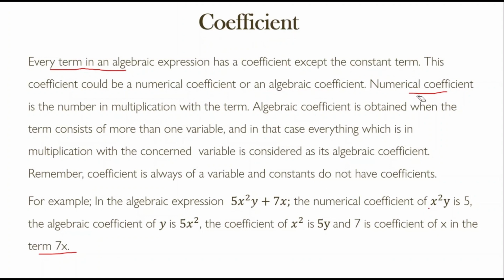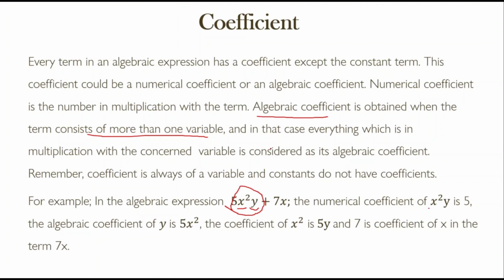Now comes algebraic coefficient. What is an algebraic coefficient and in which case we get the algebraic coefficient? Algebraic coefficient, as written on the screen, is obtained when the term consists of more than one variable. Right? For example, in the term 5x square y, you can see there are two variables. One is x square and the other is y. So in this case, we will be getting algebraic coefficient.